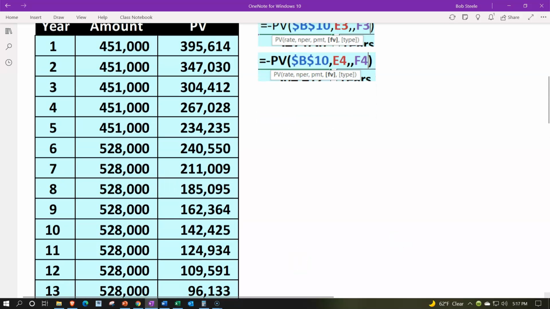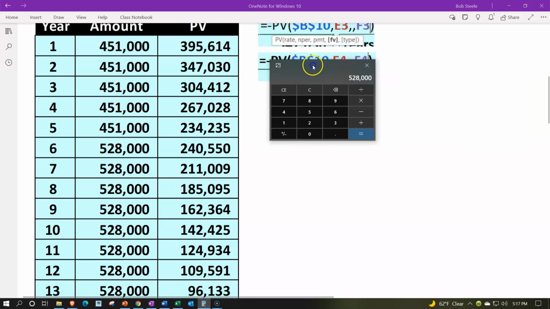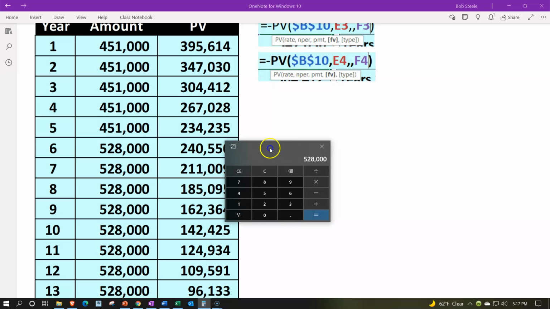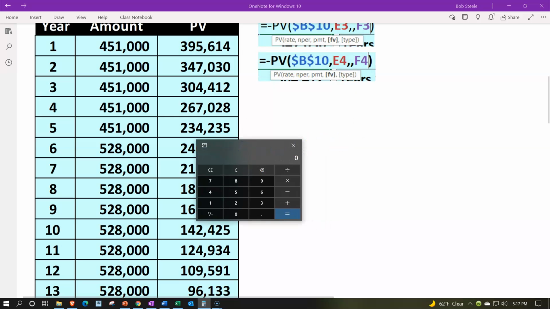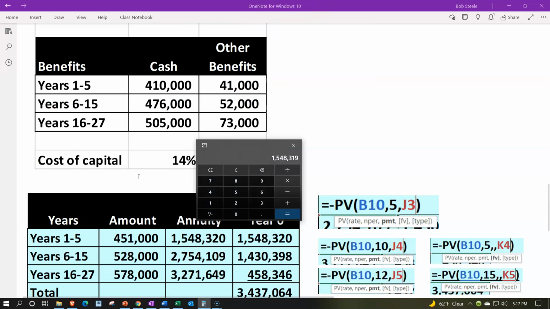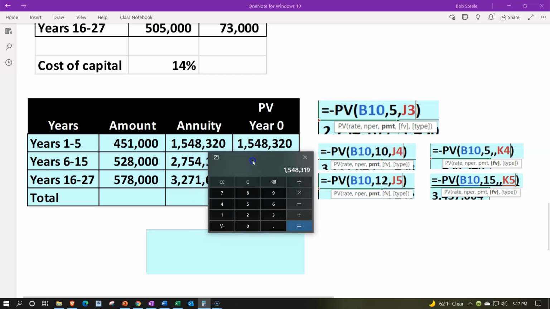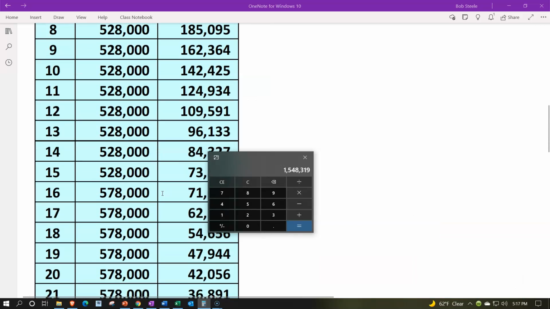Now, if we compare that to what we got up top, just so you can kind of match this up, we can say, okay, let's pull out the trusty calculator. The calculator's going to get some action here. So we're going to just add these up. 395,614 plus 347,030 plus 304,412 plus 267,028 plus 234,235. And that then, does that tie out to what we got here in the first one? Yeah, that's going to be the 1,548,319, about, rounding involved.